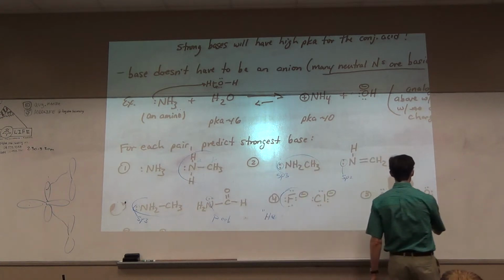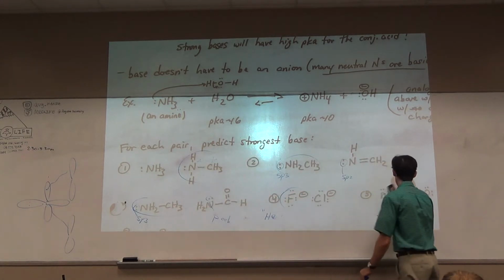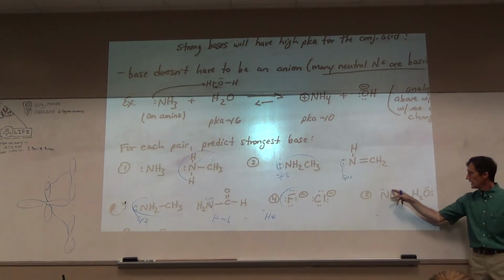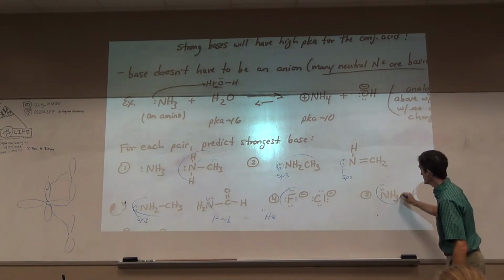Which is a stronger base, ammonia or water? What's the difference here? All these lone pairs are in sp3. They're in the same type of orbital. The difference is inherent electronegativity. Oxygen's more electronegative. It holds the lone pair tighter. It's a better parent. It doesn't let its lone pair get out there and react with protons. Nitrogen is not as good a parent. It's not as electronegative, so the lone pair is not held quite as tight. It's more out there, able to react. Ammonia is a stronger base.